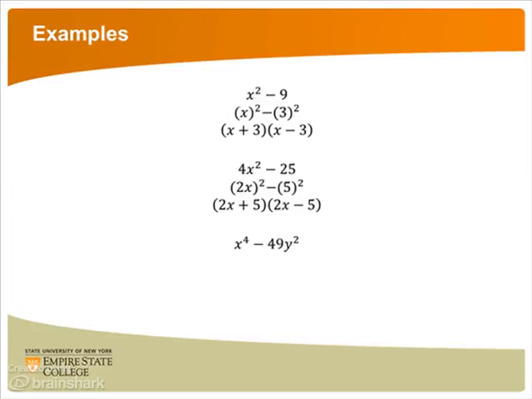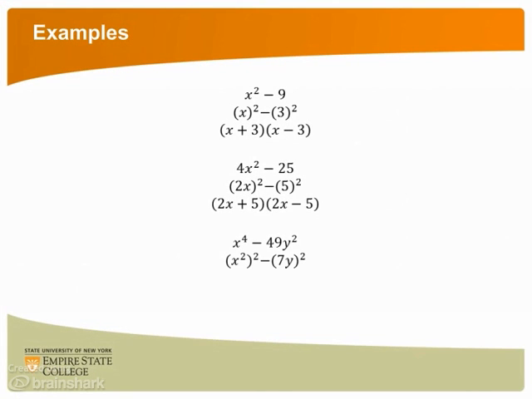What if we have x to the fourth power minus 49y squared? X to the fourth is x squared squared, and 49y squared is the quantity 7y squared. When we factor, we get x squared plus 7y times x squared minus 7y. Now let's look at another special form, a polynomial that is a perfect square.